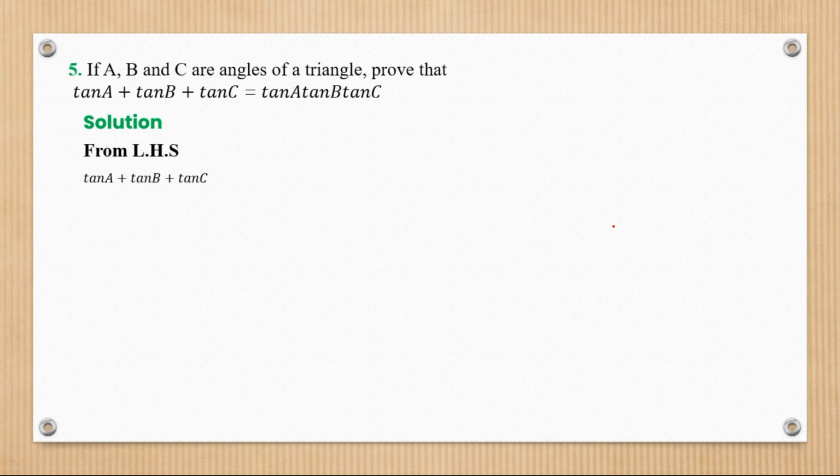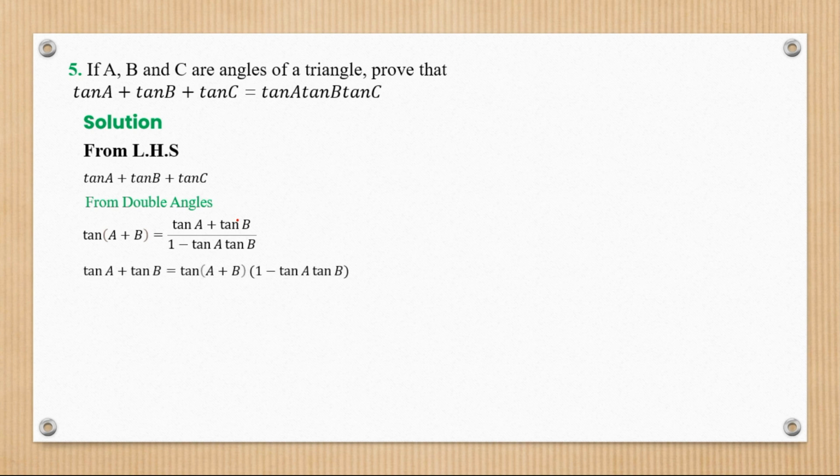So here we're not going to use factor formula, we're going to remember double angles. From double angles, remember that tan(A+B) is equal to (tan A plus tan B) over (1 minus tan A tan B). Now if we make tan A plus tan B the subject, we end up with that. The reason we make tan A plus tan B the subject is because we can easily substitute its values into our initial equation. So therefore our equation becomes that.